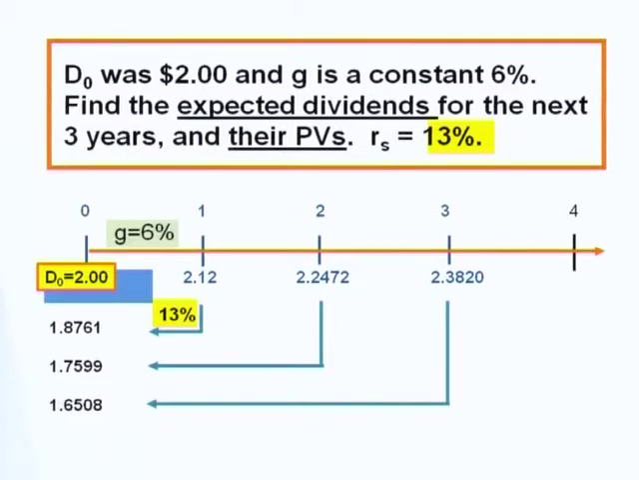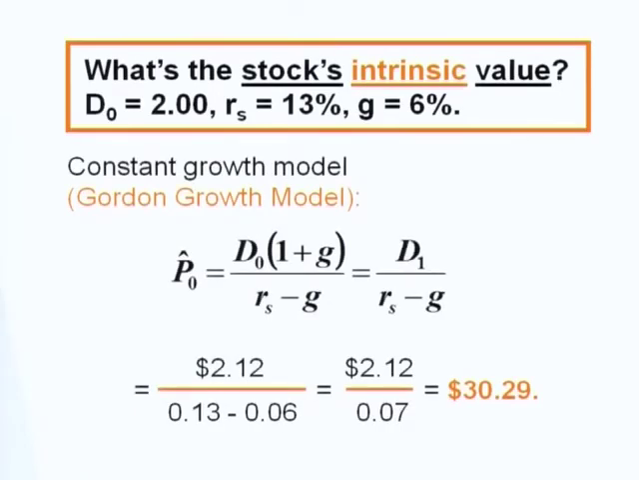But if you want to find the intrinsic value, you can use the Gordon model. Why? Because number one, g is constant 6% forever, and number two, Rs 13% is greater than g 6%. So we can use the Gordon model. Here is the Gordon model: P0 equals D1 divided by Rs minus g. So you get 30.29.